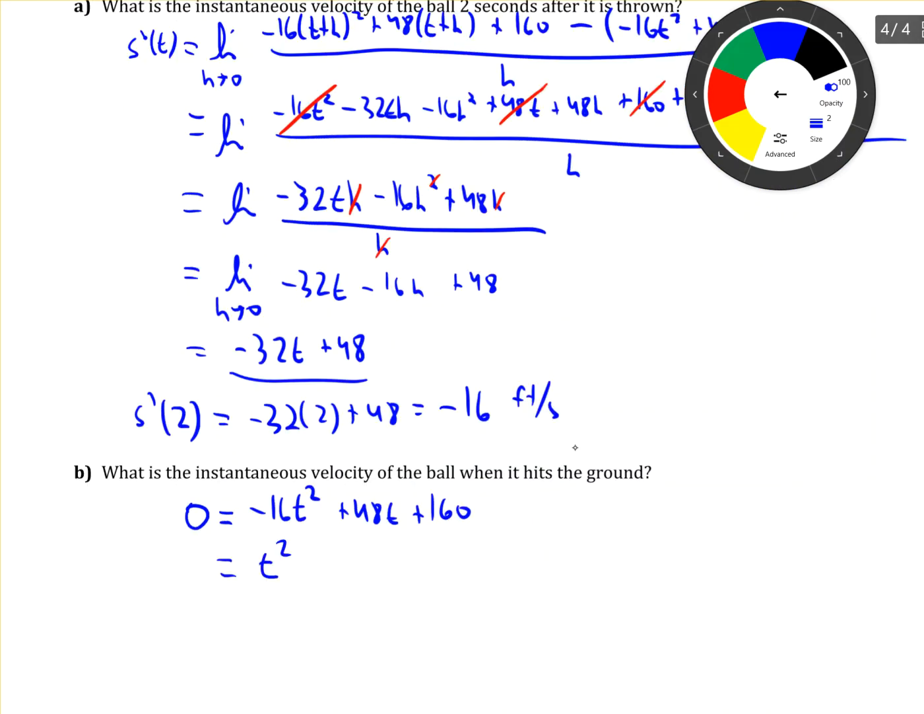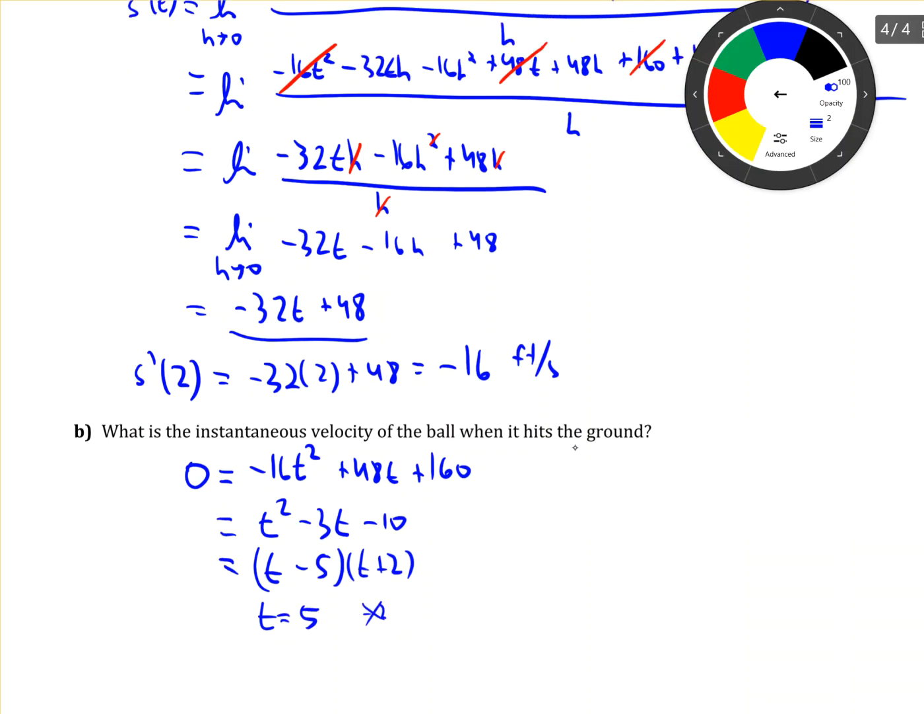So I can get t squared minus 3t minus 10. So I get t minus 5, that's what I meant to say, times t plus 2. So notice it hits the ground at t equals 5, because it's not going to hit it at negative 2, right? So we hit the ground at t equals 5.